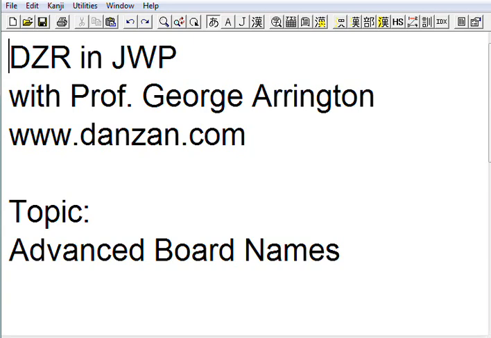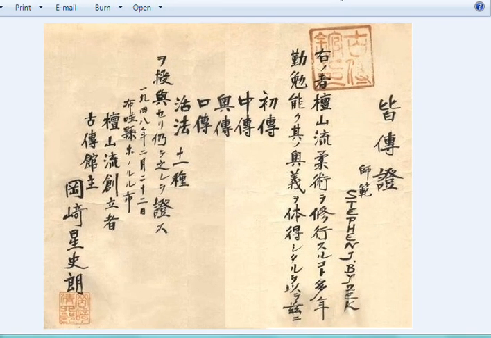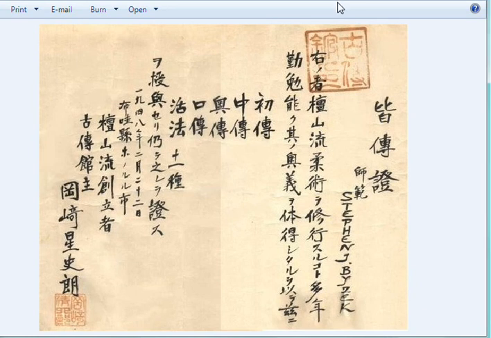The topic for this video is the advanced board names. And so we're going to start talking about this by saying that the names of the advanced boards, well, even before we get to that, let's take a look at an illustration. Okay, this is a 1948 certificate that was awarded to Stephen J. Bizek. It's called a Kaiden Sho, and it gave him the title of Shihan.